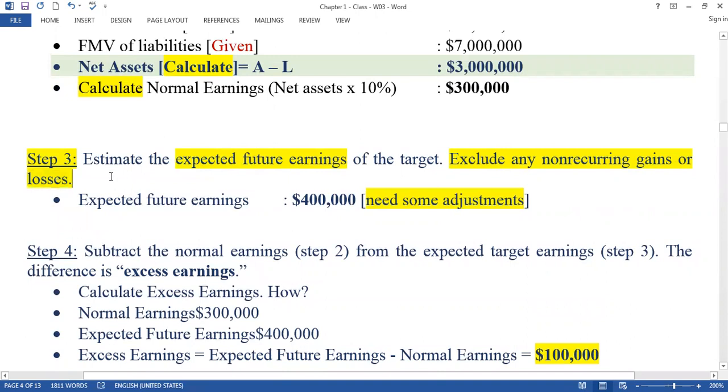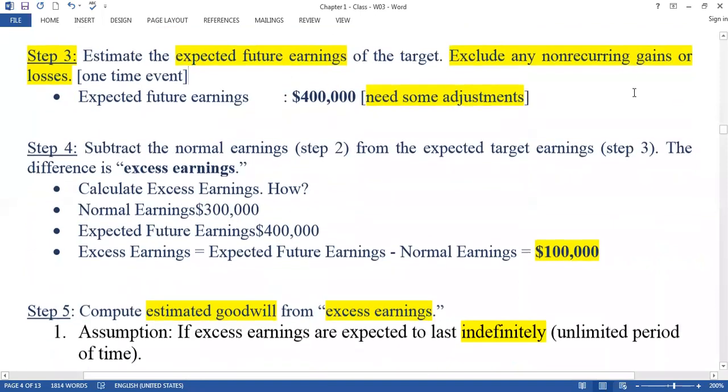So I told you in the last class, this is a one-time event. This event will not happen in future. So as this event will not happen in the future, we are not going to consider this information for the future expected earnings, because it is already happened, and there is no chance for it to happen again and again, because it is a one-time event. So you have to read the question very carefully to find out whether you have any non-recurring gain or non-recurring loss, because this is the one-time event.